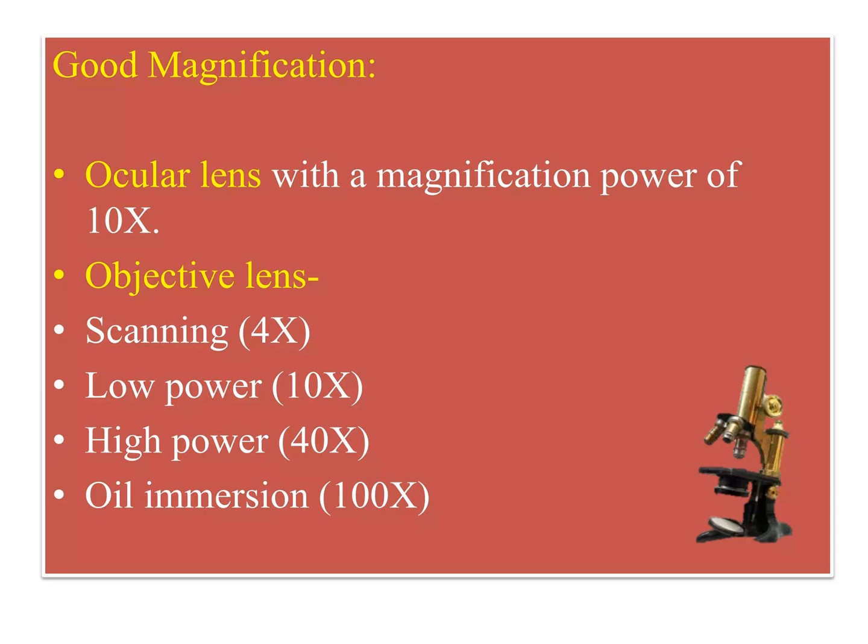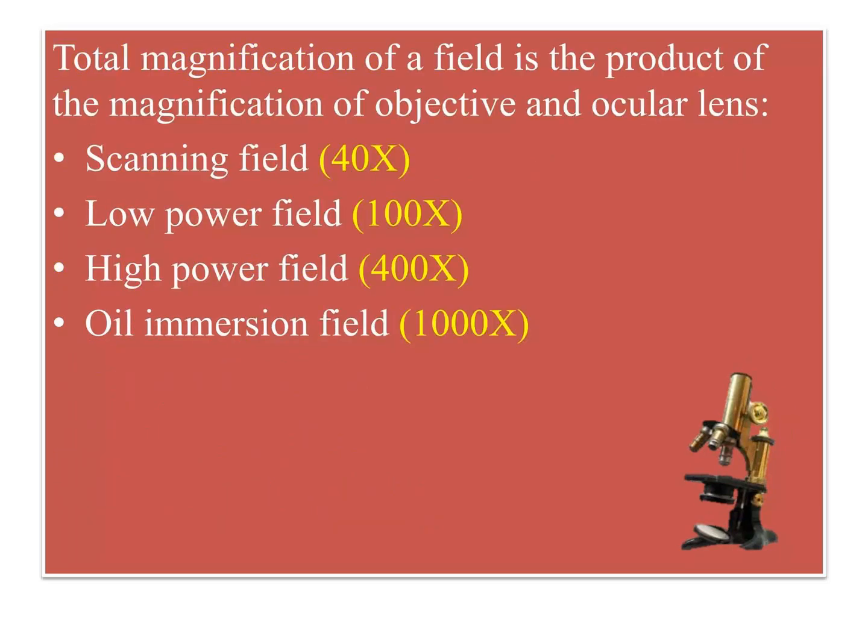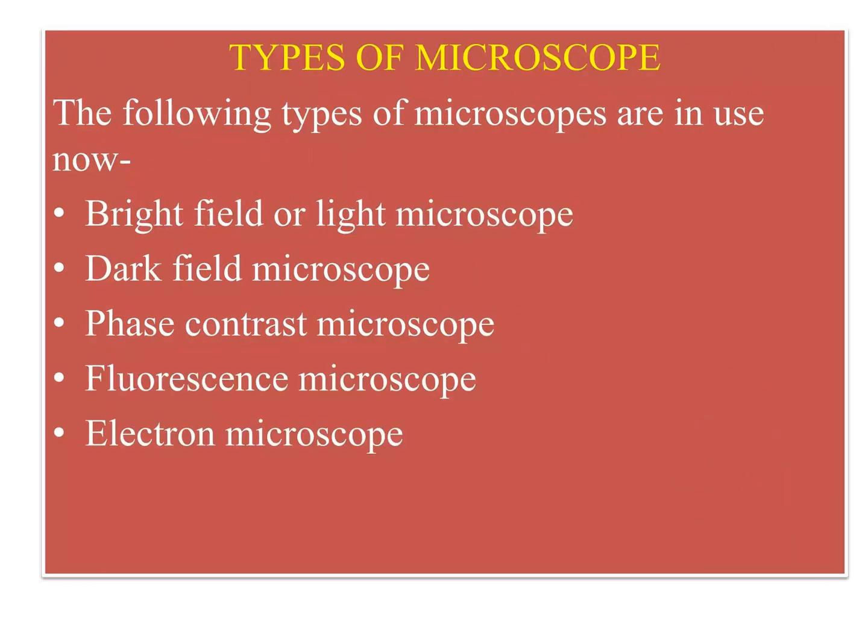These are the types of objective lens: scanning, low power, high power, and oil immersion. In brackets, their magnification power is given. Total magnification of a field is the product of the magnification of the objective and ocular lens. Scanning field has a magnification power of 40x, low power field has 100x, high power field has 400x, and oil immersion field has 1000x.